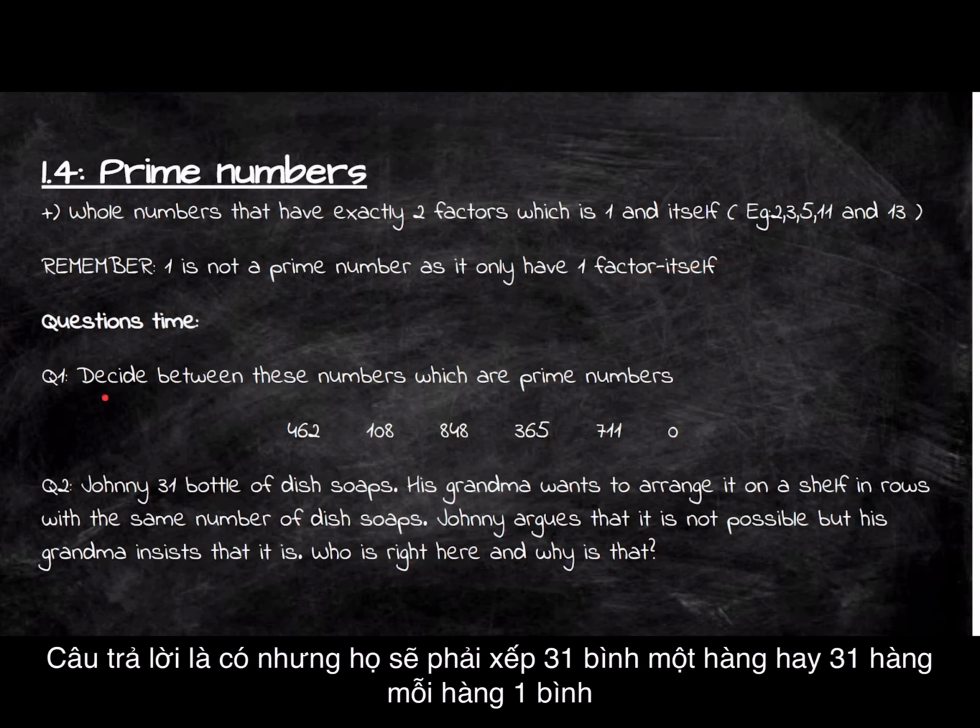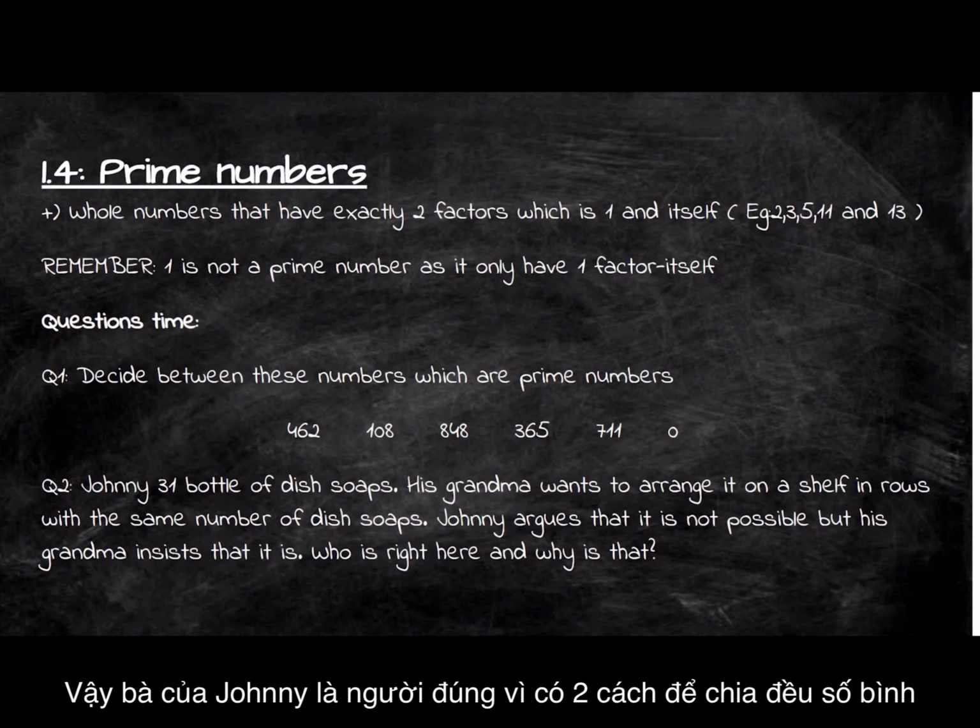First we need to know whether it is possible to arrange 31 bottles of dish soap into equal amounts on shelves, and the answer is yes, but they will either need to arrange it by 1 bottle on each shelf or 31 bottles on one shelf. So Johnny's grandma is the right one here due to two ways of dividing the number of bottles of dish soap, which are 31 and 1.